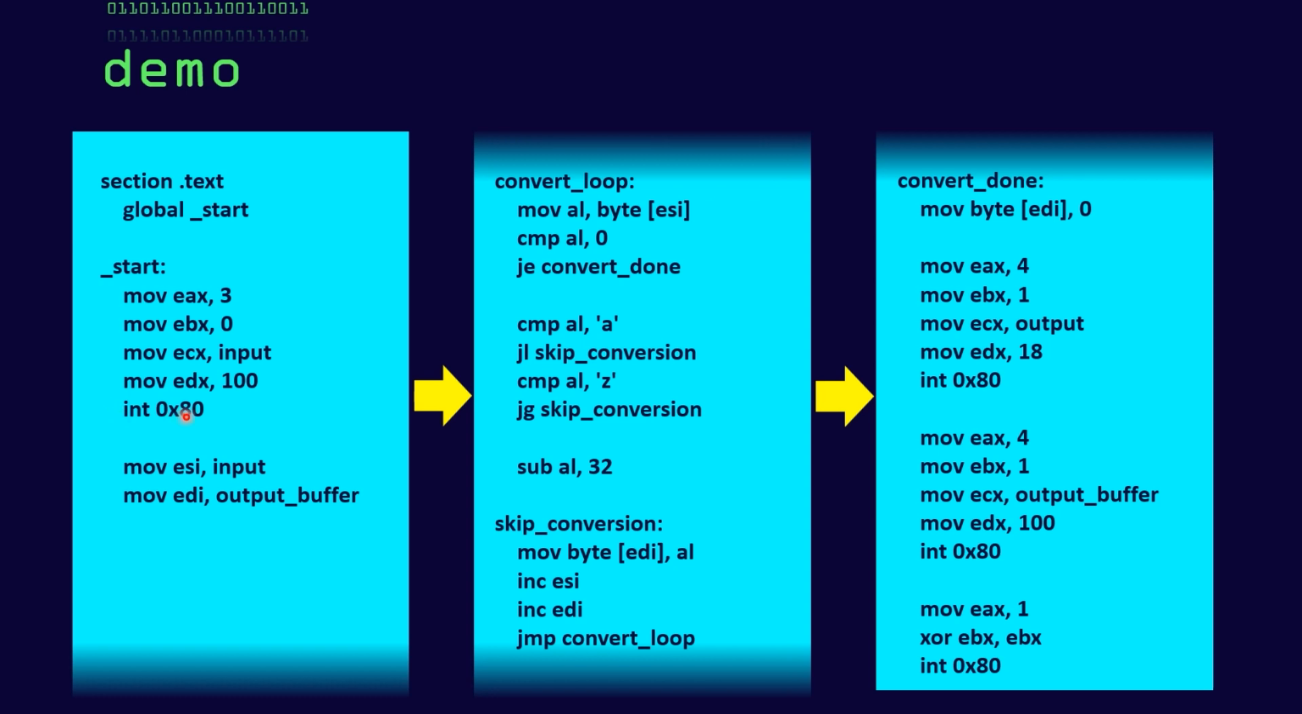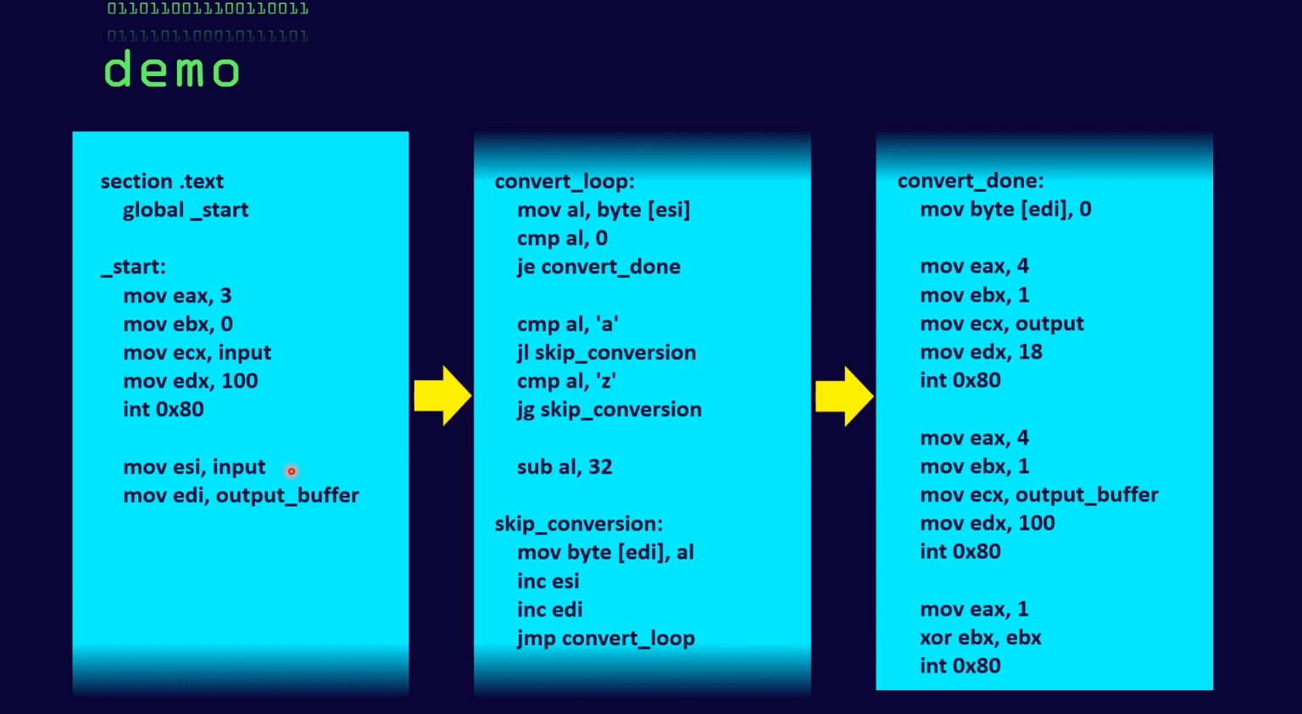Then you have this int 0x80. This is a system call. Int stands for interrupt. This is a system mnemonic. And what this is doing is telling the kernel to do its thing, which in this case will be read the keyboard. For lines 6 and 7, we'll still be setting the stage for the string conversion.